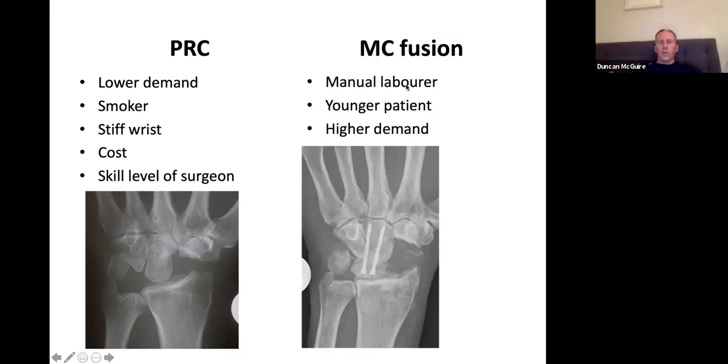The midcarpal fusion you'd reserve for probably the younger patient who's higher demand. Definitely in a manual laborer, you'd prefer to do this. They've got better grip strength, less rate of degeneration to arthritis, and the higher demand patient you do this in.